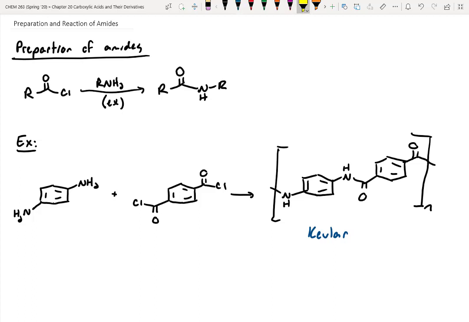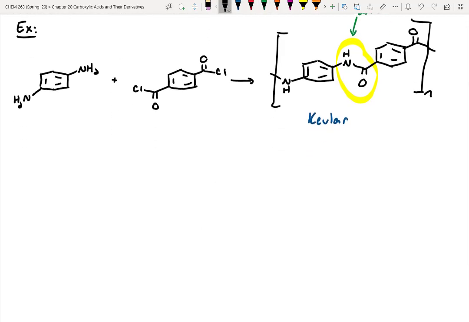And the reason Kevlar is so powerful is this really, really strong amide bond. This amide bond is quite rugged, and it makes this a very, very strong polymer. All right, so let's take a look at the reactions of amides as well.